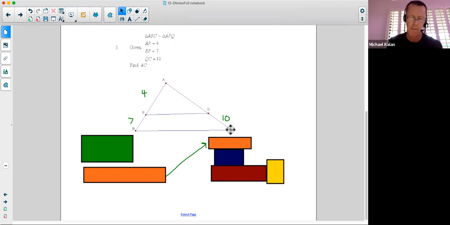AC, okay? Well, in order to do that, you're going to need to figure out what AQ is. So go ahead and see what you can set up and try and solve that.